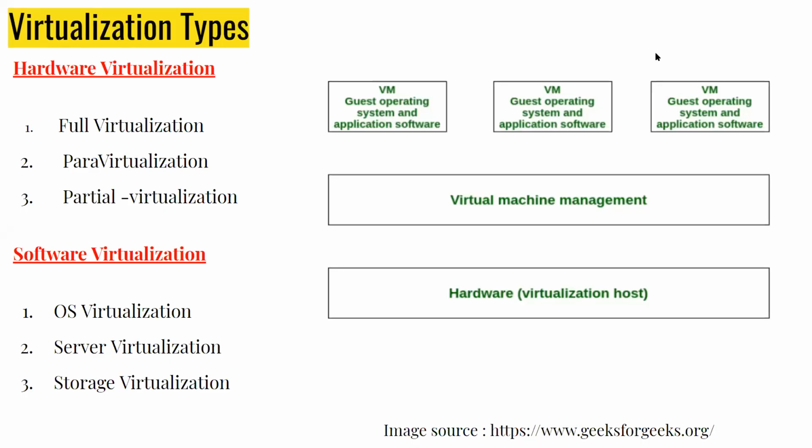The next topic asks: what are the types of virtualization? If I talk about the broad types, there are two. First is hardware virtualization and second is software virtualization. Hardware virtualization is subcategorized into three: full virtualization, para virtualization, and partial virtualization. We are going to look at each of them in detail in the upcoming topics, so don't worry about it. Next, we have software virtualization, which is again categorized into three: operating system virtualization, server virtualization, and storage virtualization.